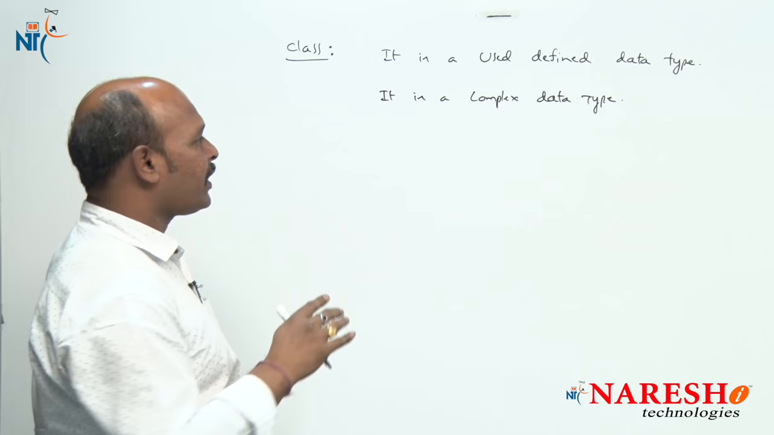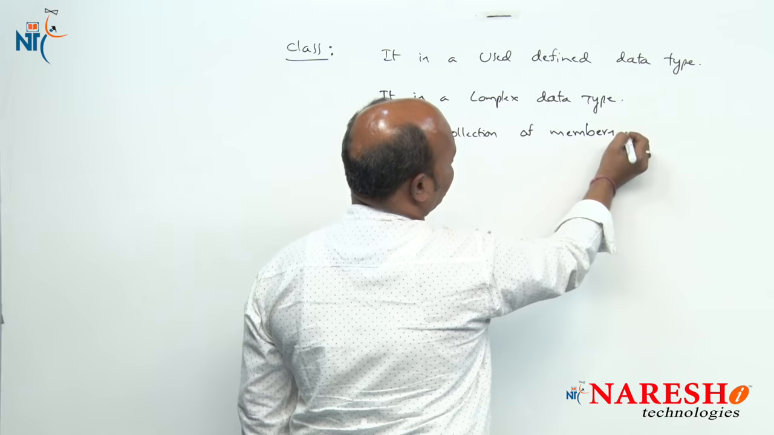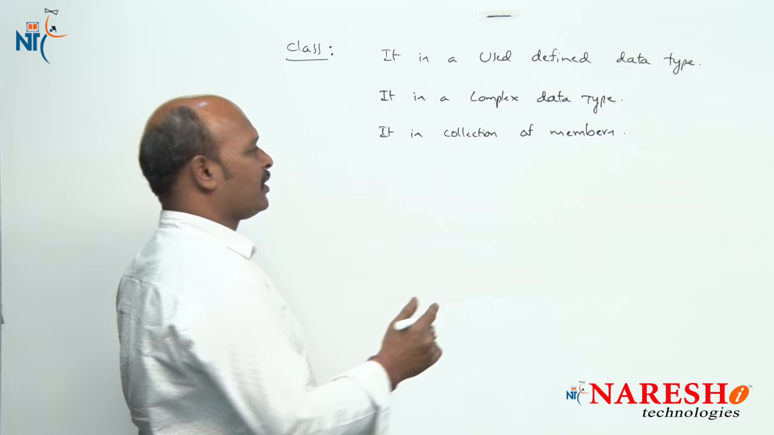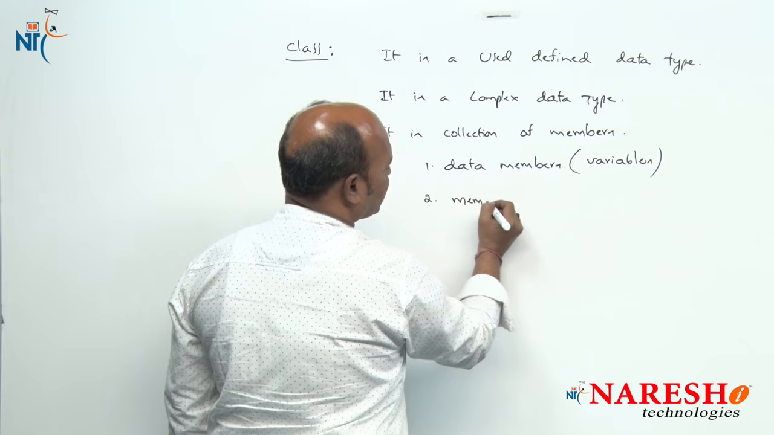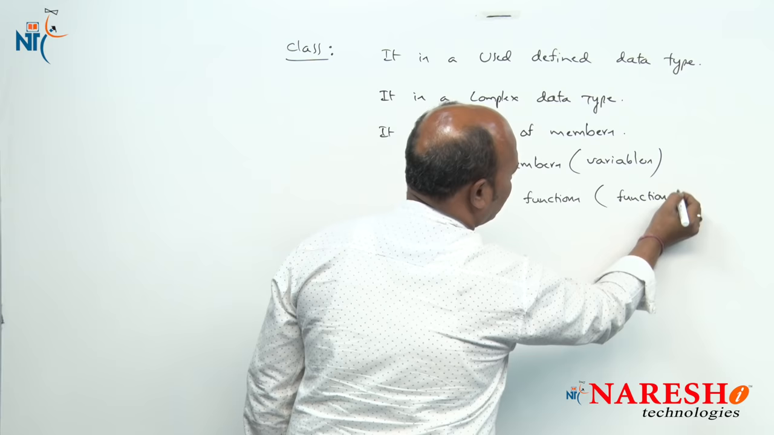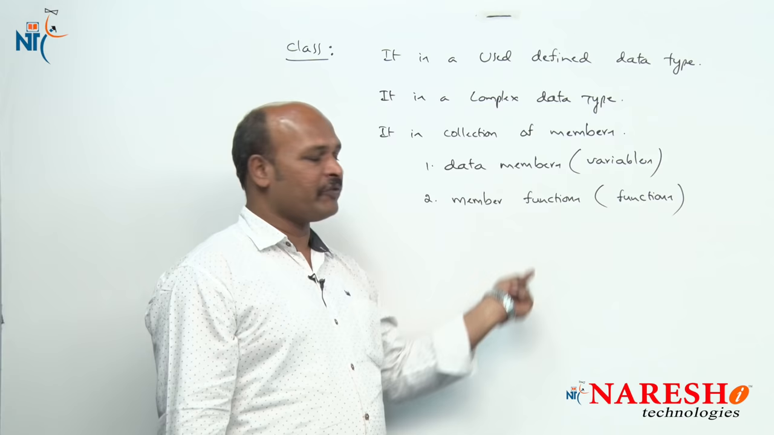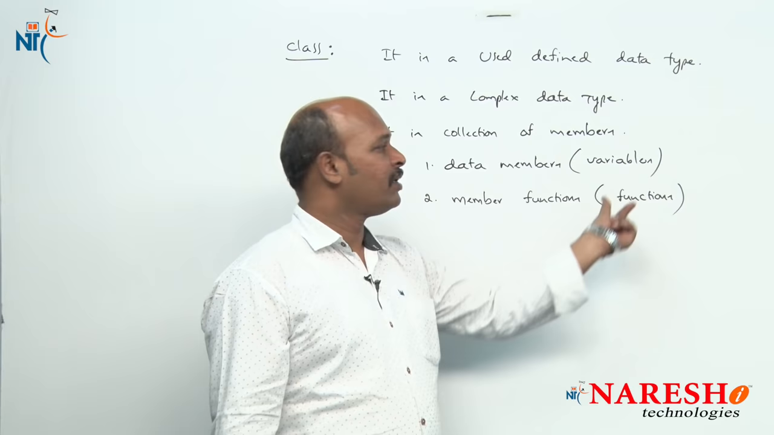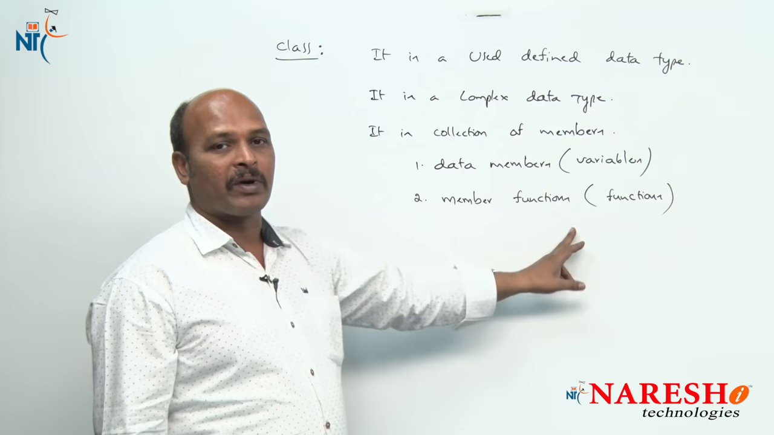Next, it is a collection of members. That means class contains different types of members. What are they? One, data members, nothing but variables. Second, member functions, nothing but functions. Class contains both the data members and member functions, which are collectively known as members. The variables declared inside the class are called data members, and the functions declared inside a class are called member functions, and collectively both are called members.